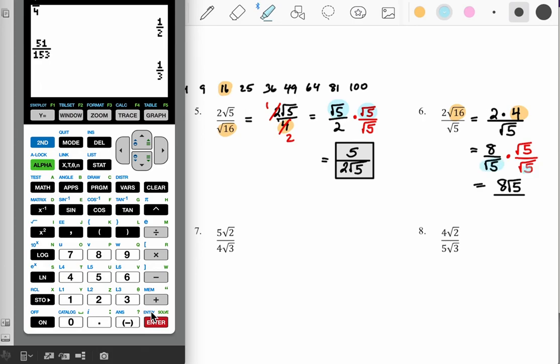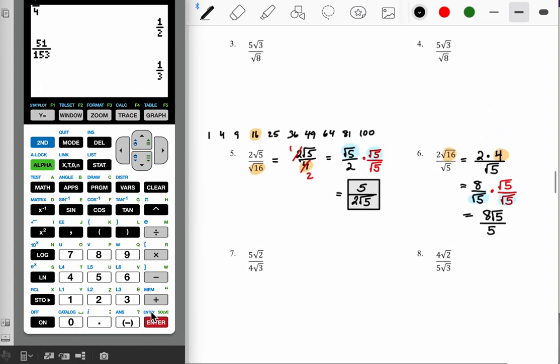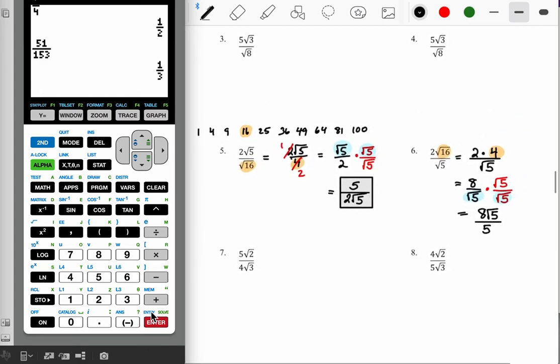On the bottom, I can do something with that. Same idea as the last problem: radical 5 times radical 5 is radical 25, which is 5. Whatever's under the radical is what the result is when you multiply a radical by itself. Let's see, maybe I'll do one more. It really doesn't matter. I'll do number 3.